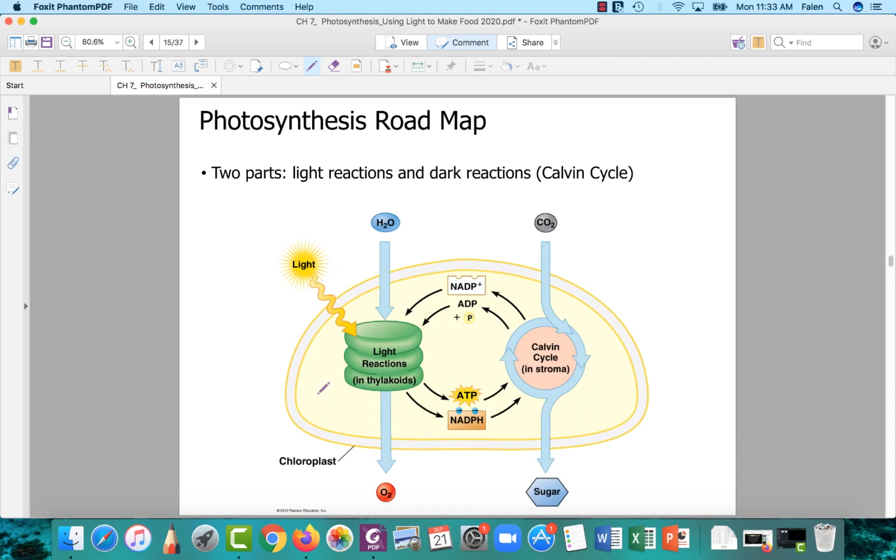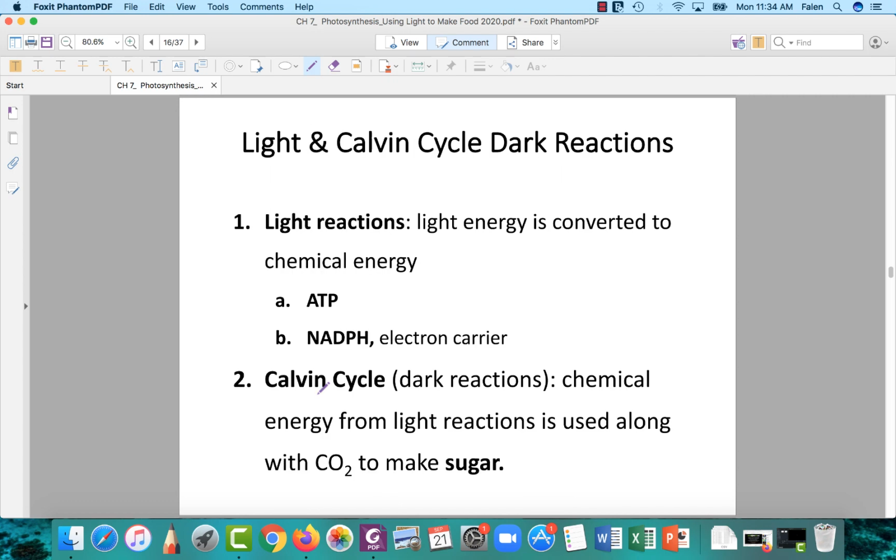So we looked at this roadmap earlier. It's a good reference point. Now let's go ahead and jump right in. In the light reactions, light is converted to chemical energy in the form of ATP and NADPH, the electron carrier. In the Calvin cycle, chemical energy from the light reactions, meaning the ATP and NADPH, are used along with CO2 to make sugar. Right, so let's see how it's done.